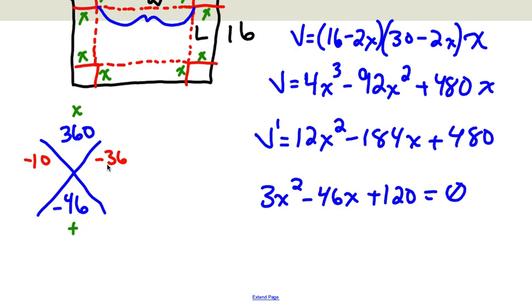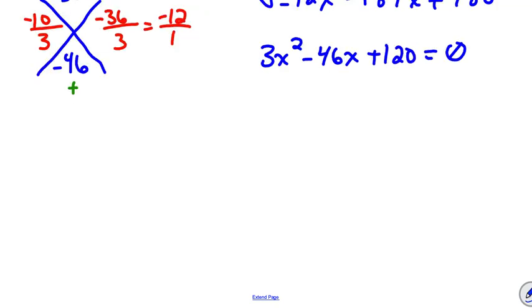the way that we finish this off is we take this number, which is 3, and we divide both of these by 3. And we want to see, does it reduce? 10 over 3 does not reduce. Divide this by 3. Does that reduce? Yeah, negative 12. And I'm going to put it over 1.